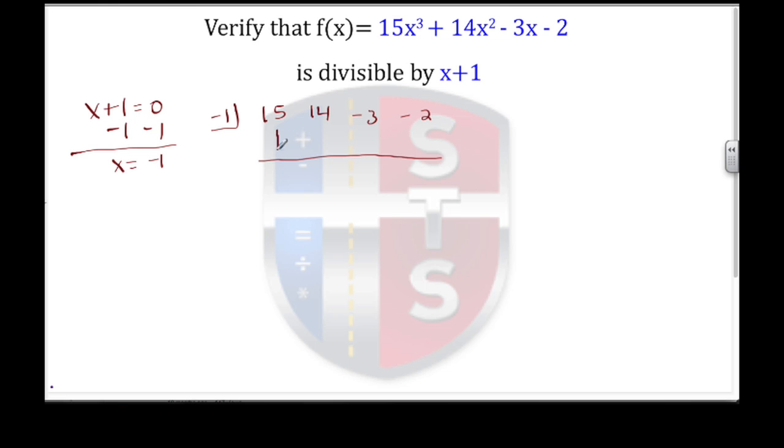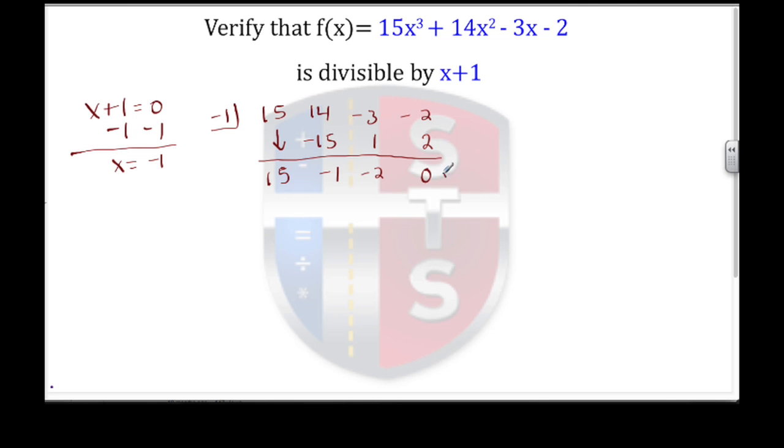And we begin by bringing down this first coefficient of 15. So -1 times 15 to give me a -15. 14 minus 15 to give me a -1. -1 times -1 to give me a +1. -3 plus 1 to give me a -2. And then -1 times -2 to give me a +2.